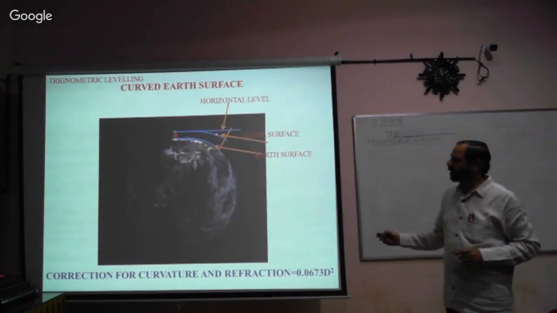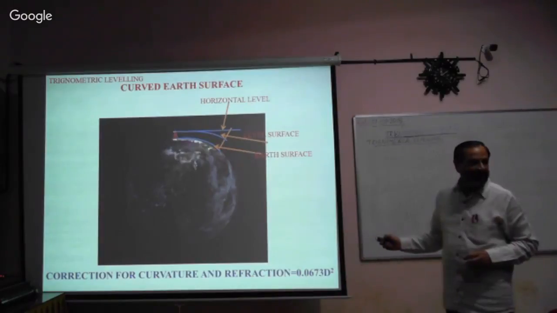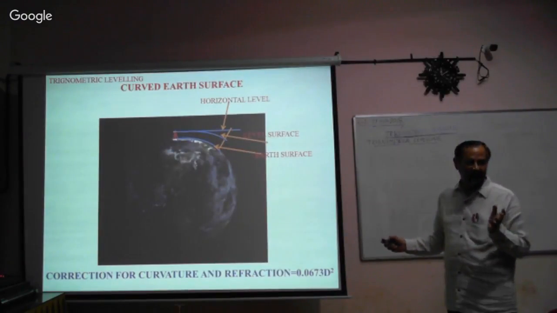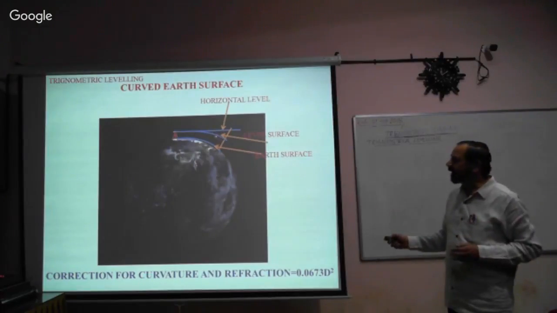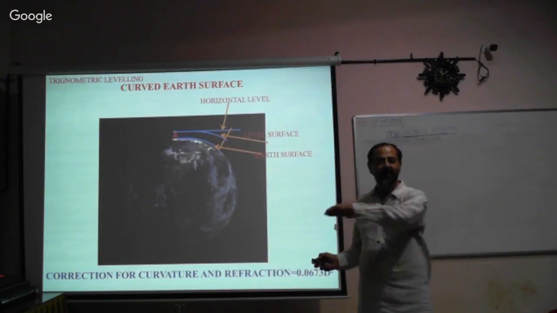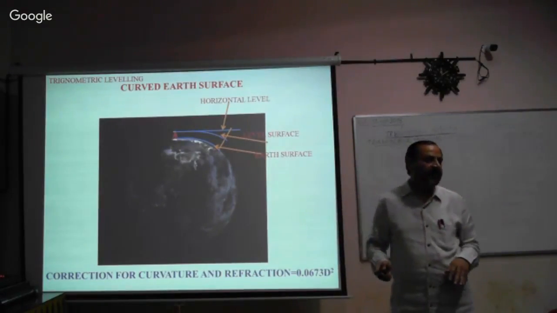See, this is the Earth surface. This is the level surface. Suppose your instrument is a little below, then the level surface comes down. If your instrument is above, your level surface becomes above. Now therefore, we can draw any number of level surfaces which are parallel to the Earth surface.